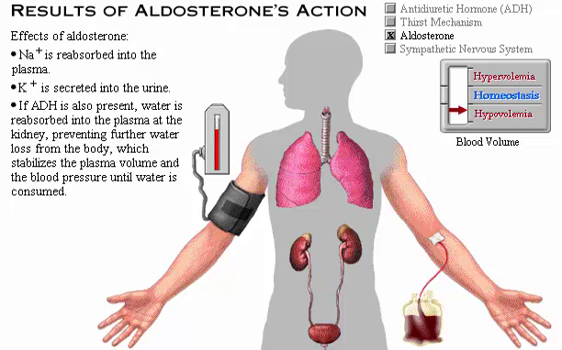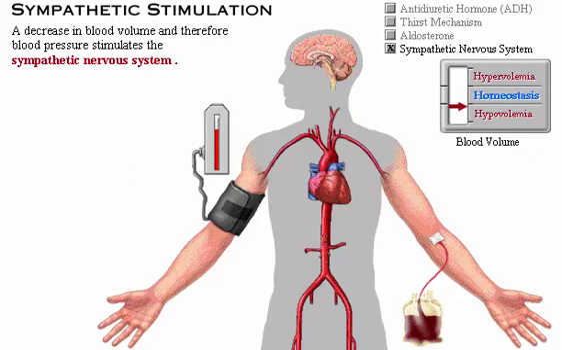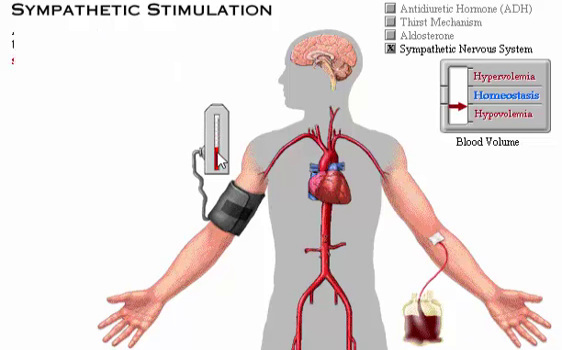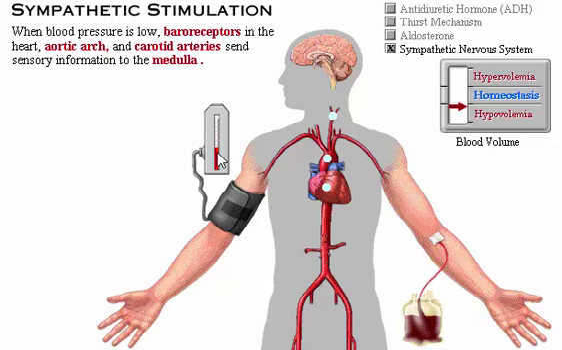A decrease in blood volume and therefore blood pressure will stimulate the sympathetic nervous system. Click the blood pressure gauge to begin the process. When blood pressure is low, baroreceptors in the heart, aortic arch, and carotid arteries send sensory information to the medulla. The information sent from the baroreceptors to the medulla will cause an increase in the sympathetic impulses to the kidney.